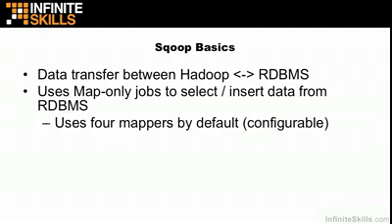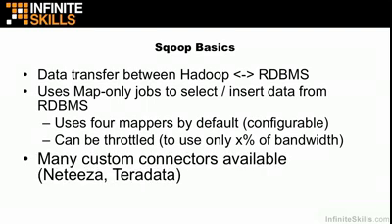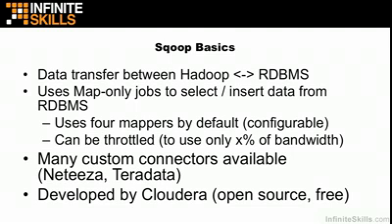By default, Sqoop uses 4 mappers. This is configurable, but you want to be careful if you bump that number up too high. You could accidentally launch a denial of service attack against your database. You can also throttle the amount of bandwidth that Sqoop can use in the cluster. There are many custom connectors available for Sqoop for popular systems such as Netezza and Teradata, and Sqoop was developed by Cloudera, as we saw with Flume. It's again open source and free.